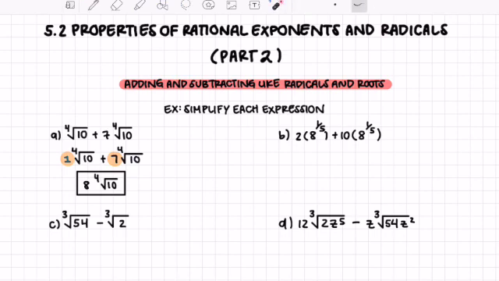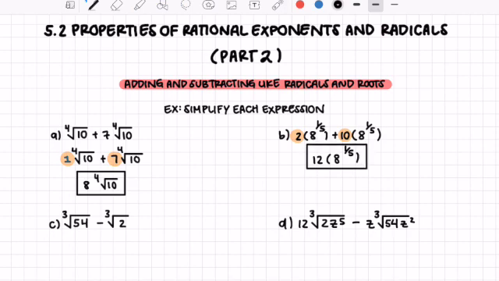For exponents, it's still the same thing. You just need to make sure your base is exactly the same, your exponent is exactly the same, and if both are the same, then you can combine the coefficients again. So 2 plus 10, that gives you 12, and we're left with 12, parentheses 8, 1 over 5, and closing the parentheses. And there's nothing else you could really do. Okay, so that would be our final answer.